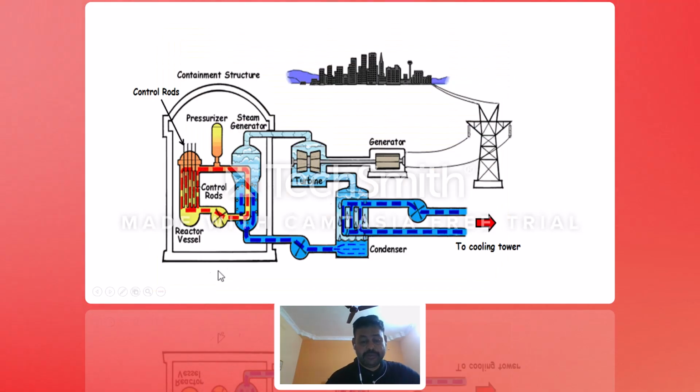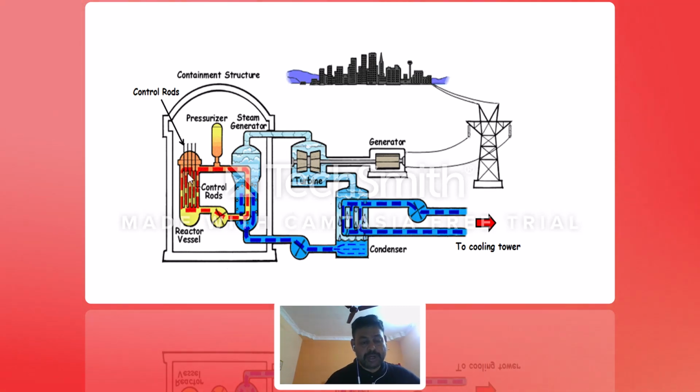Next, I want to explain the simple layout of a nuclear power plant. I will go from left to right. Look at the reactor, which is inside the containment structure. This is the nuclear reactor. Inside the nuclear reactor, you have a reactor vessel and a control rod. The control rod is made of cadmium material, you know the metal in the periodic table, cadmium. The control rods are used to control the nuclear fission reaction.